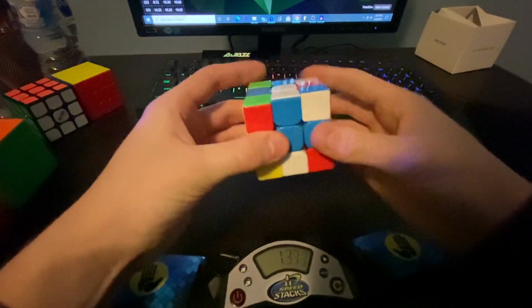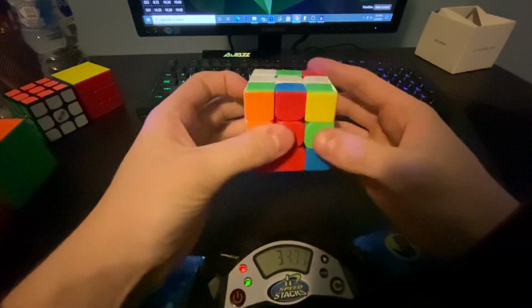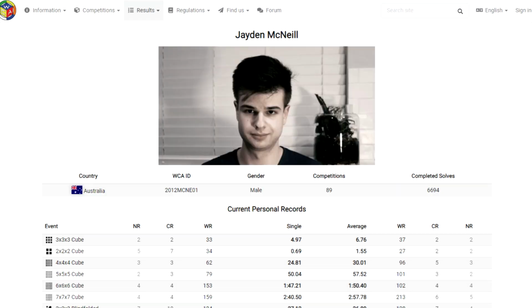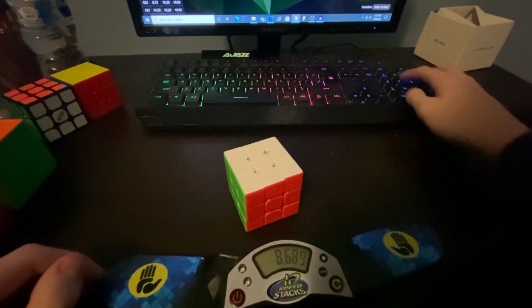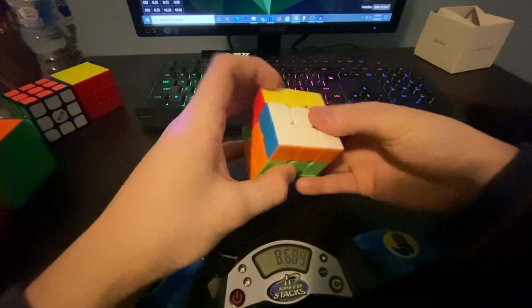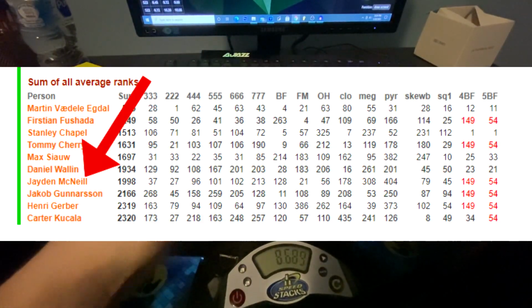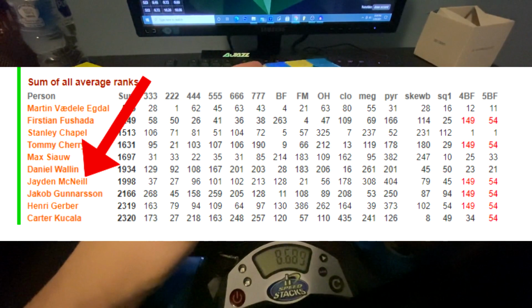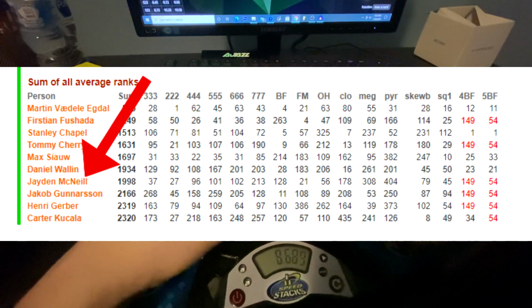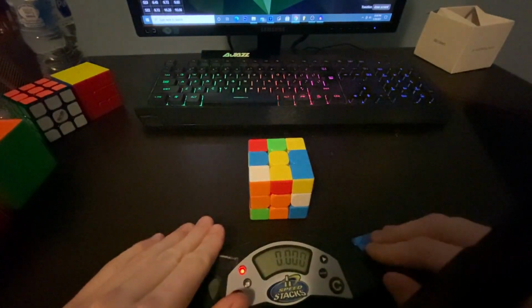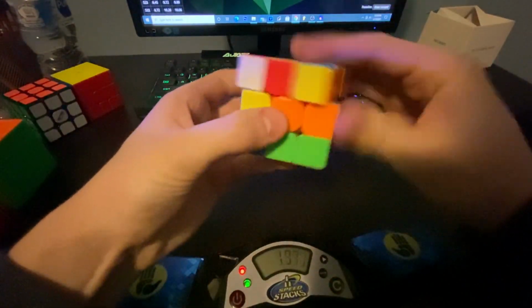Before I go any further, I know some of you know who Jaden McNeil is, but for the people who don't, he's basically one of the greatest. I remember a couple years ago sitting in science class looking at the WCA website, and I found sum of ranks, which if you don't know is basically a sum of all either singles or averages ranks, and obviously the lower the score the better, and Jaden McNeil sat at the top of that.